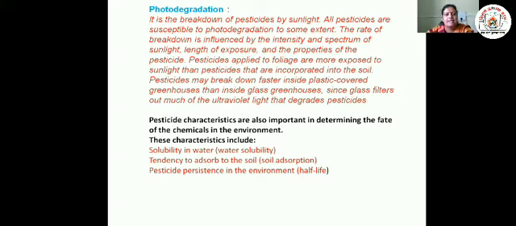The pesticide characteristics are also important in determining the fate of chemicals in the environment. These characteristics are: what is the solubility of the pesticide in water, what is the tendency of that pesticide to adsorb on the soil, and pesticide persistence in the environment.